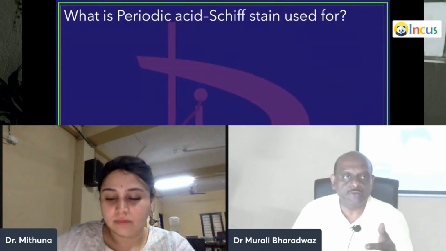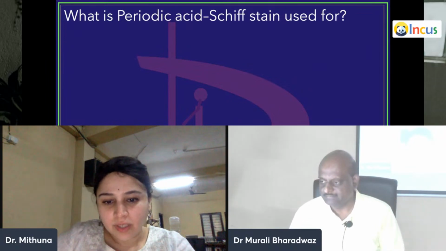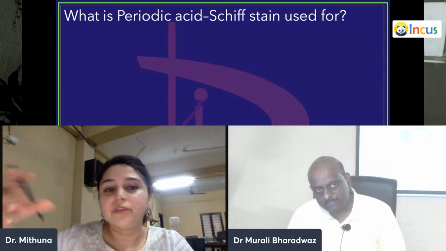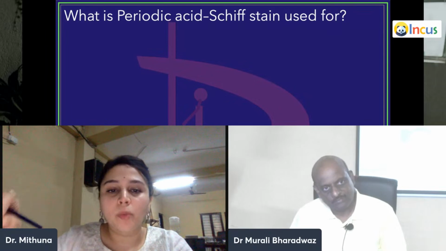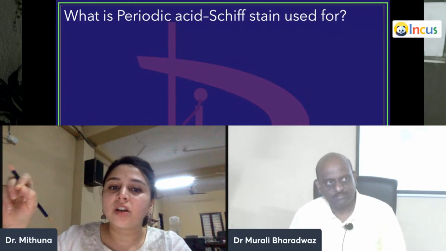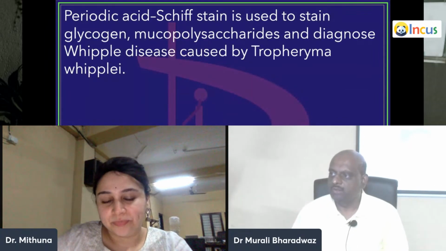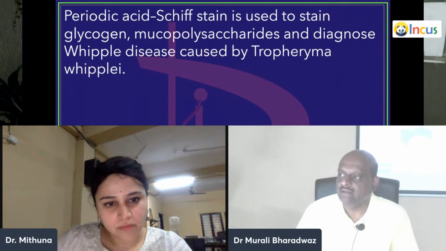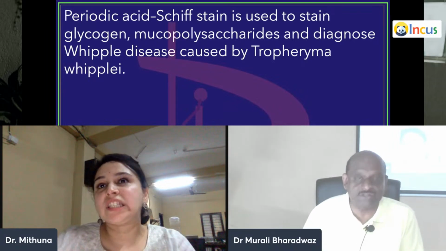Where do you use periodic acid Schiff stain, doctor? On and off, we have been hearing about it with Whipple's disease, sir. It is used to stain glycogen and mucopolysaccharides to diagnose Whipple's disease, and it stains Tropheryma whipplei. So PAS positive staining, Tropheryma whipplei of Whipple's disease.